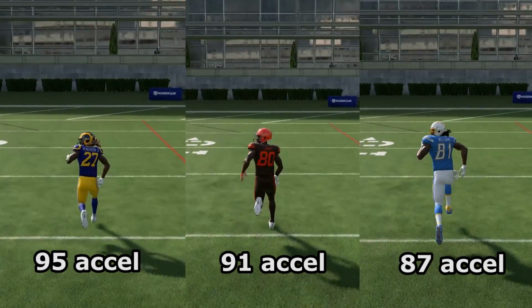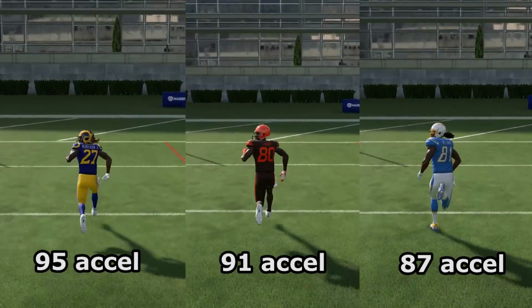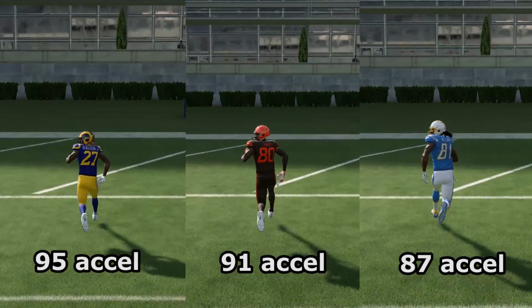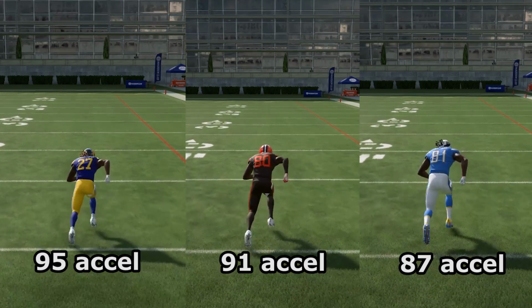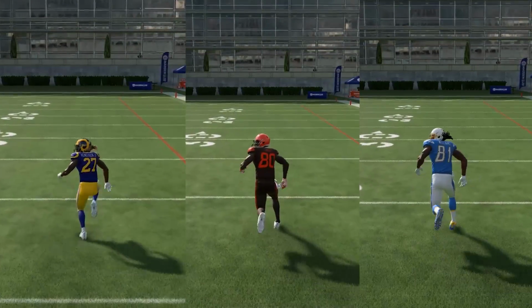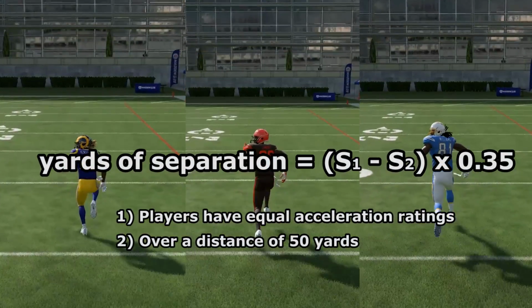So at this point, we've already answered the question posed in the title of this video, so if that's all you came for, feel free to leave now. For those of you still here, the fact that acceleration ratings don't matter actually has an impact on that equation we developed a few minutes ago.